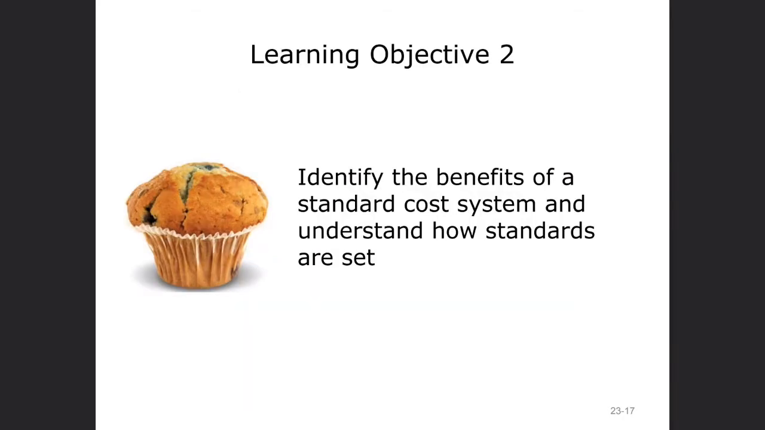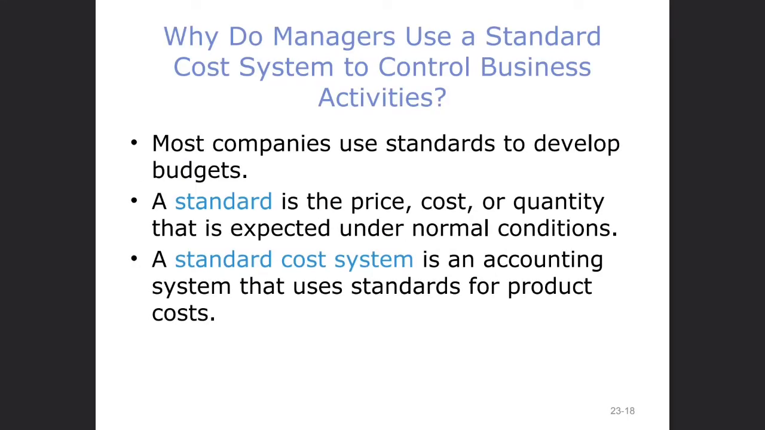All right, learning objective 2: identify the benefits of a standard cost system and understand how standards are set. Most companies use standards to develop budgets. A standard is the price, cost, or quantity that is expected under normal conditions. A standard cost system is an accounting system that uses standards for product cost.